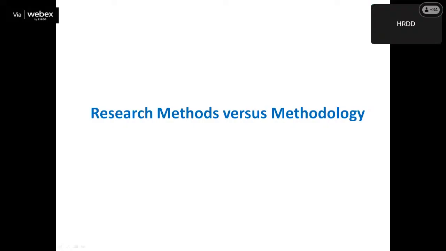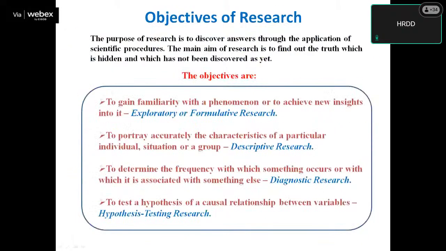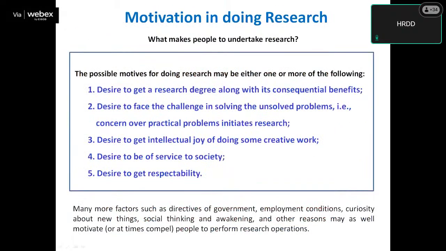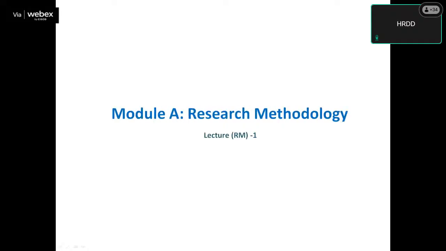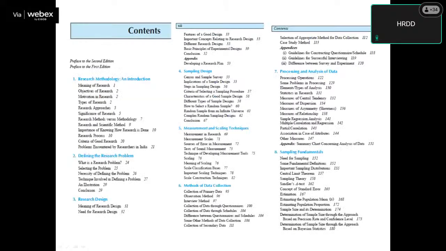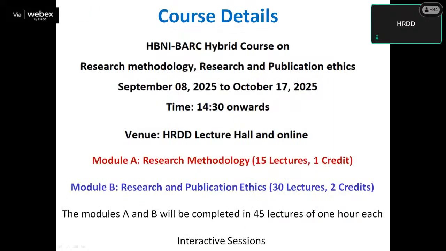So all we did here, we'll just come back. This we did Pasteur's quadrant, we did characteristics of research, objectives and motivation, and what is research. This is all we have done in the first class. I have told you about the introduction, what all will be covered in these classes. These are the syllabus, and this presentation will be shared with you.